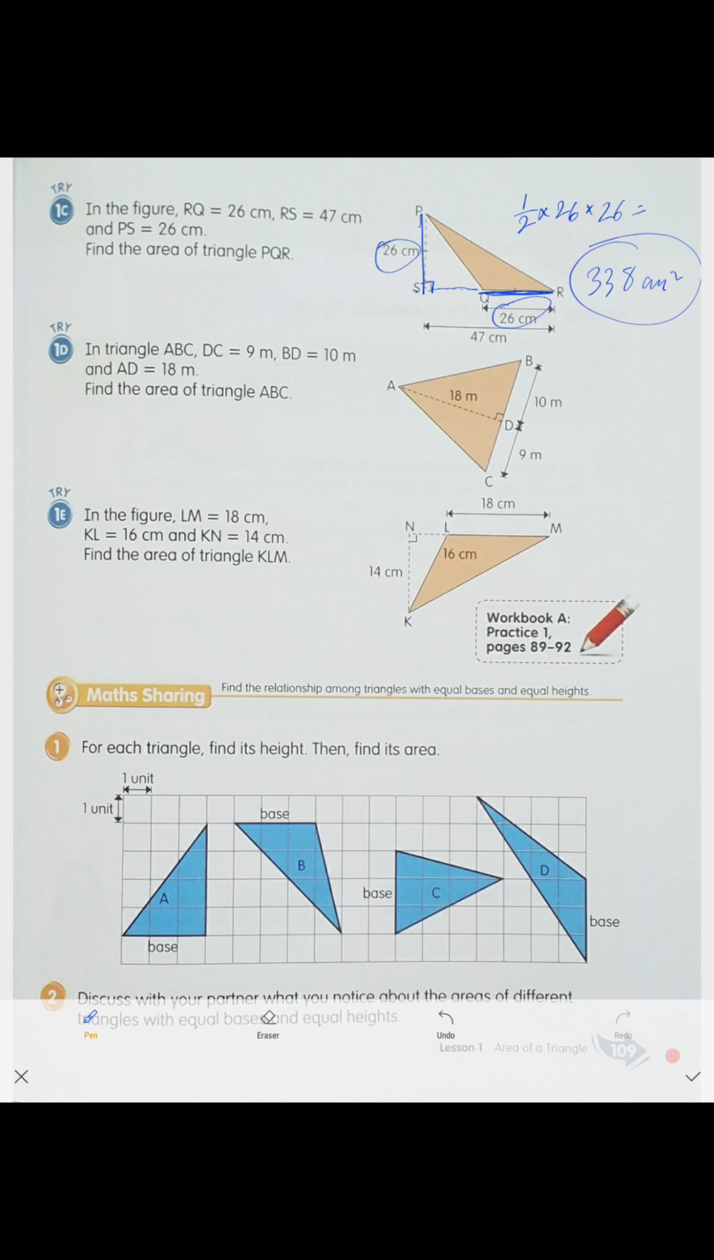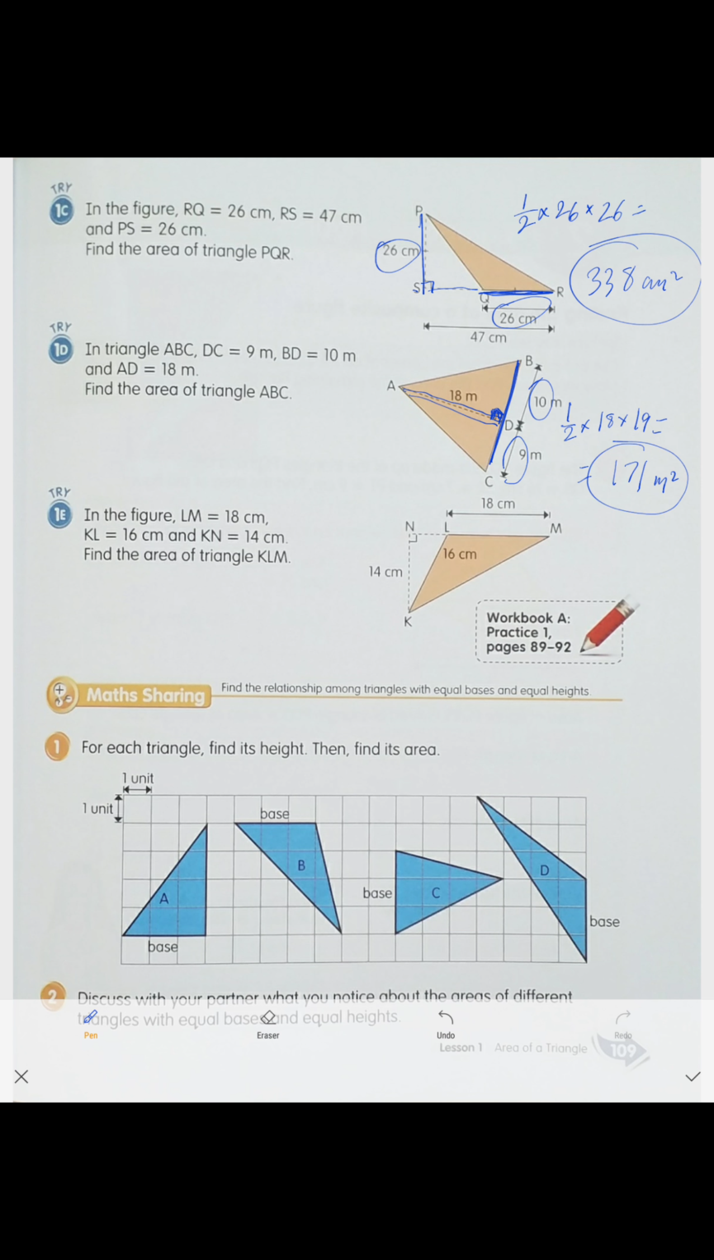Okay, next thing, look at this triangle, right? Here is the height, here is the perpendicular line and right angle, right? And this is the base. So this is 18 and the base is 9 plus 10, right? So 1/2 times 18 times 10 plus 9 is 19. The answer is 171 meters squared.